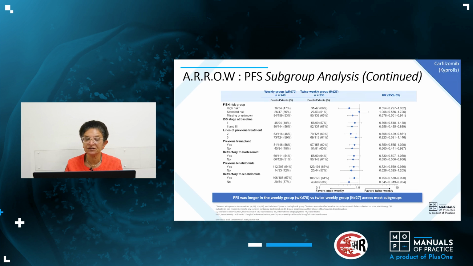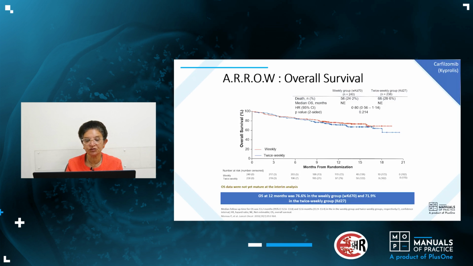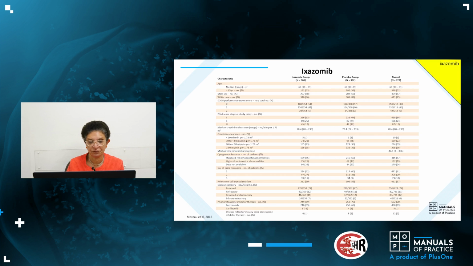How about if patients had been exposed to transplant before, or had been exposed to previous bortezomib or lenalidomide, or even refractory to lenalidomide? Still, most of the groups, except the standard risk groups, benefited with better progression-free survival with the once-weekly dose versus the twice-weekly dose. How about overall survival? Overall survival at 12 months was 76.6% in the weekly group versus 71.9% in the twice-weekly group. And so they both gave a good overall survival.